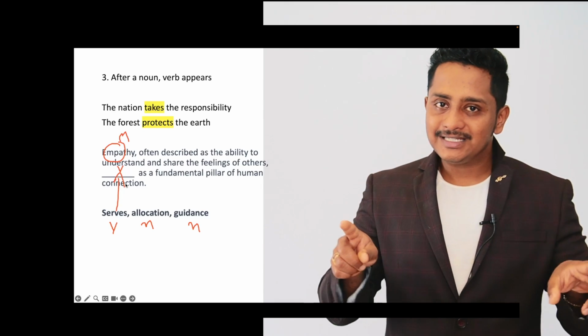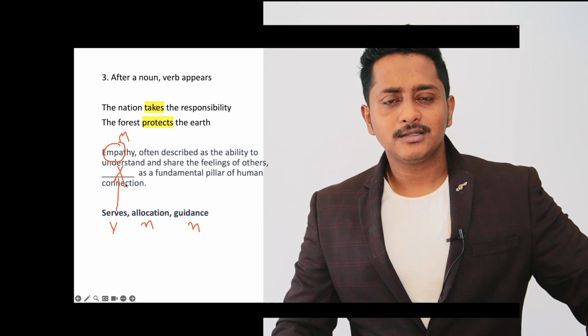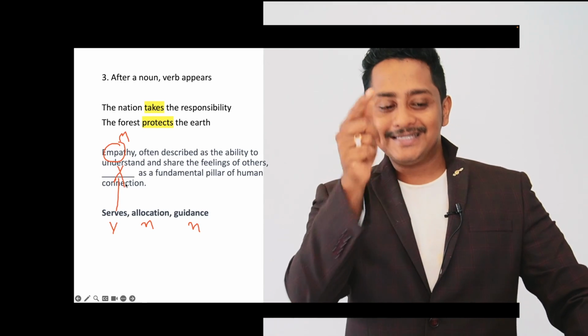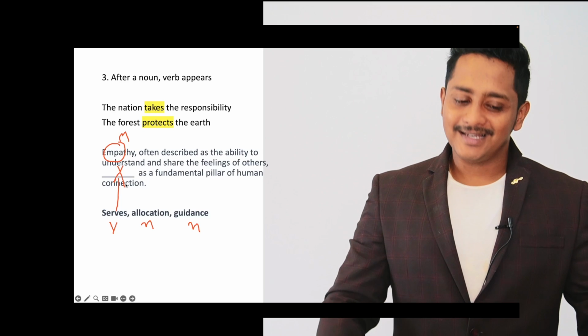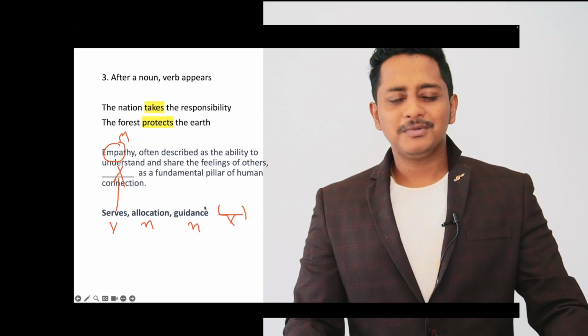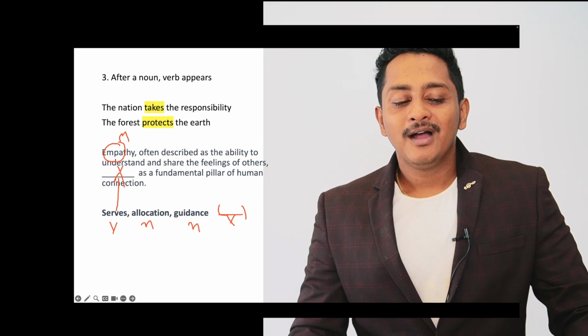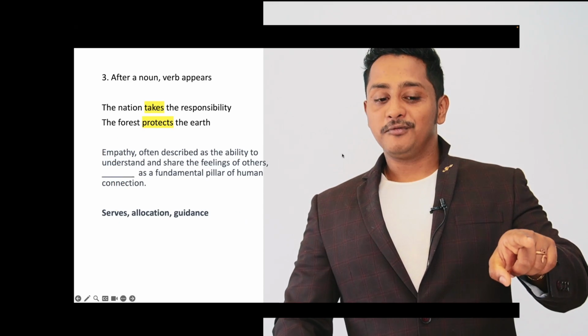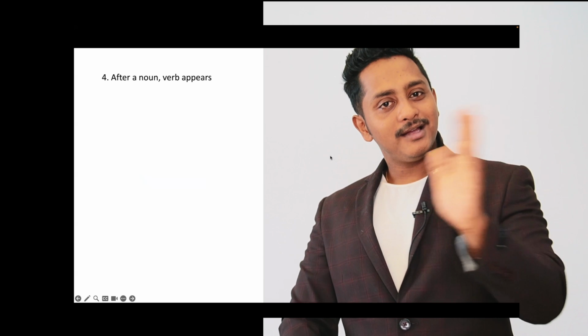Even without reading it, I don't know what empathy is. Well, let's say you belong to this category. Still, you can solve this using this technique. Well, if there is one more verb, then yes, you need to understand. What if there is no other verb? It becomes very easy. Remember this: after a noun, a verb appears. Very, very important. In the end, we have a test.